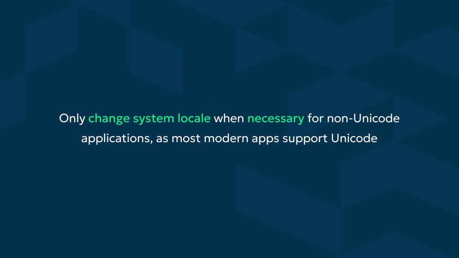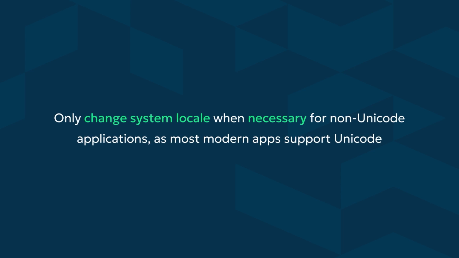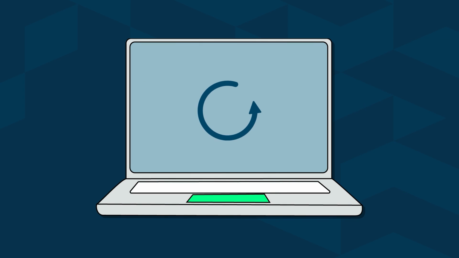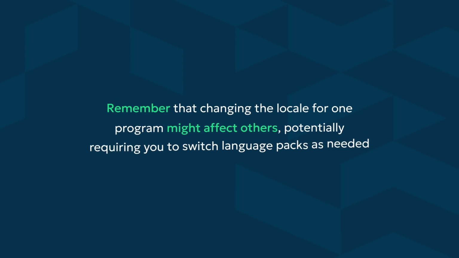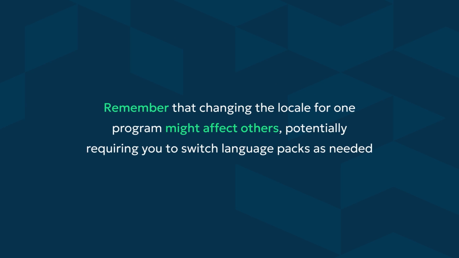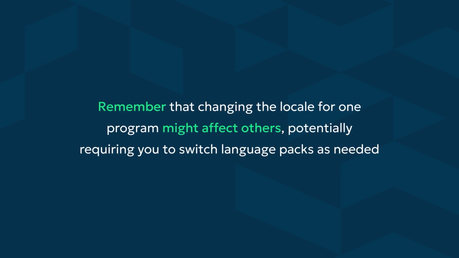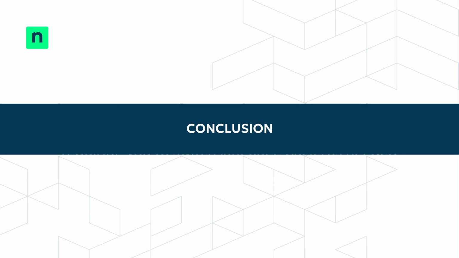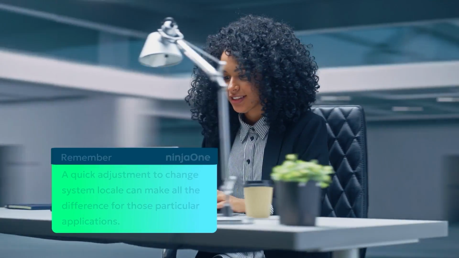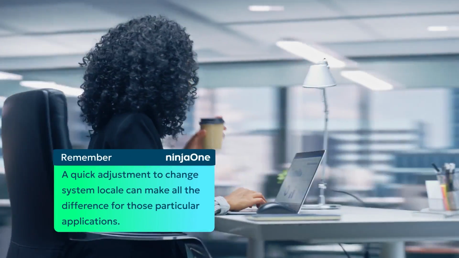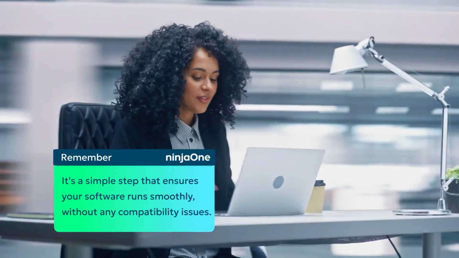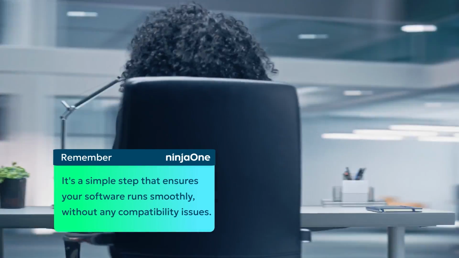Only change system locale when necessary for non-Unicode applications, as most modern apps support Unicode. Always back up your data before making system-wide changes, and remember to restart your computer to apply the new settings. Remember that changing the locale for one program might affect others, potentially requiring you to switch language packs as needed. Remember, a quick adjustment to change system locale can make all the difference for those particular applications. It's a simple step that ensures your software runs smoothly, without any compatibility issues.